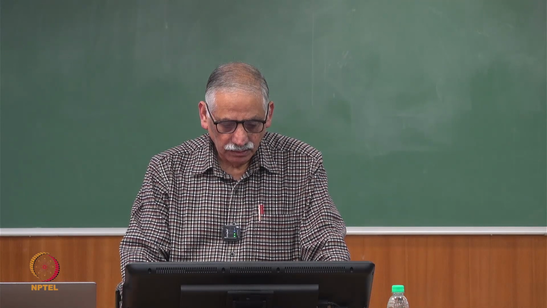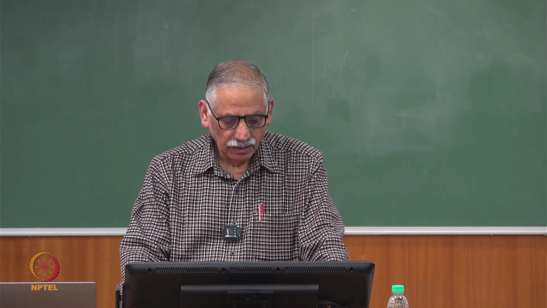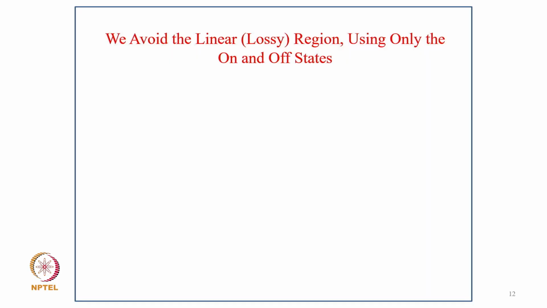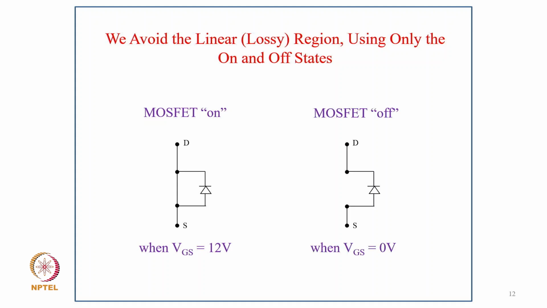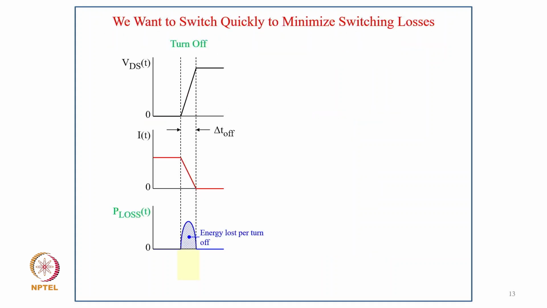Here is the typical n-channel MOSFET equivalent circuit. We avoid the linear, lossy region and use only the on and off states. When the MOSFET is on, it behaves like a short circuit. The gate drive voltage is normally preferred to be 12 volts so that it goes directly into saturation. When the MOSFET is off, we keep VGS equal to 0 so that the device is fully off. These power electronic devices are used as switches, either fully on or fully off. Ideally, there should not be any voltage drop when the switch is on, and no current flow when the device is off.